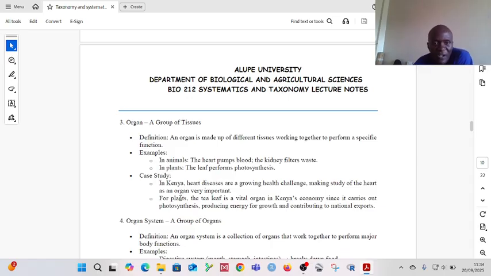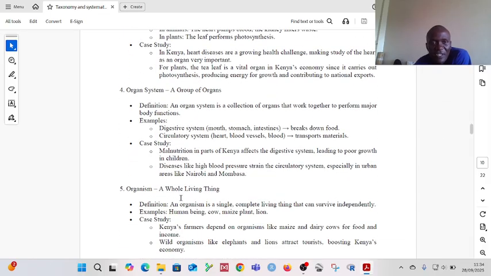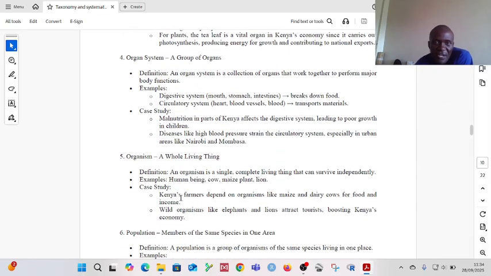Higher above an organ is an organ system. And an organ system is a collection of organs which are working together to perform major body functions. In this case, think of the digestive system, which is made up of the mouth, for example, the stomach, the intestines. The major function that the digestive system is doing here is breaking down food.